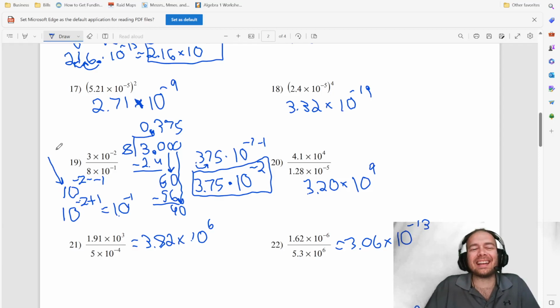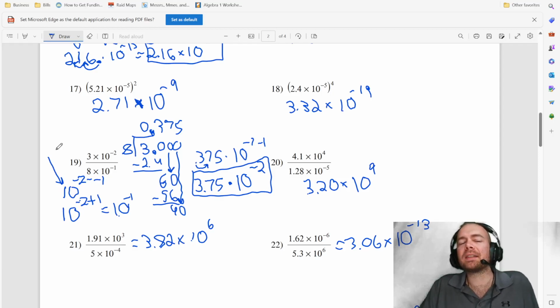So -2 plus 1, the opposite of that is 2 minus 1, which is 1, right? So if 2 minus 1 is 1, -2 plus 1 is -1, the opposite of 1. So that's how I got 10 to the -1.